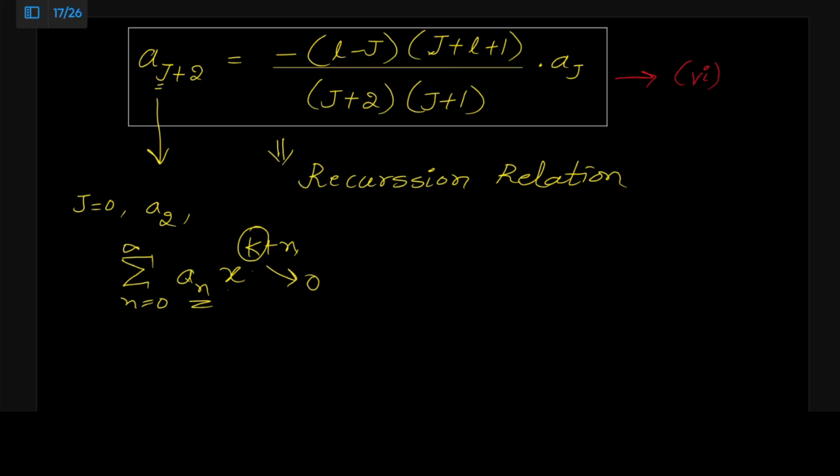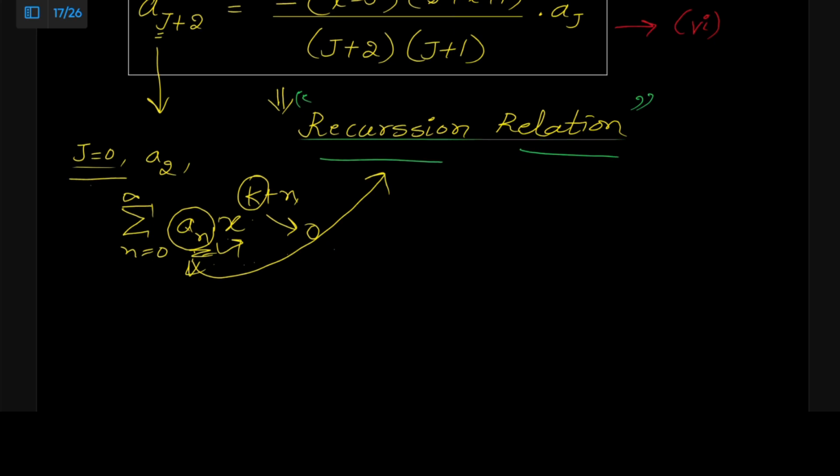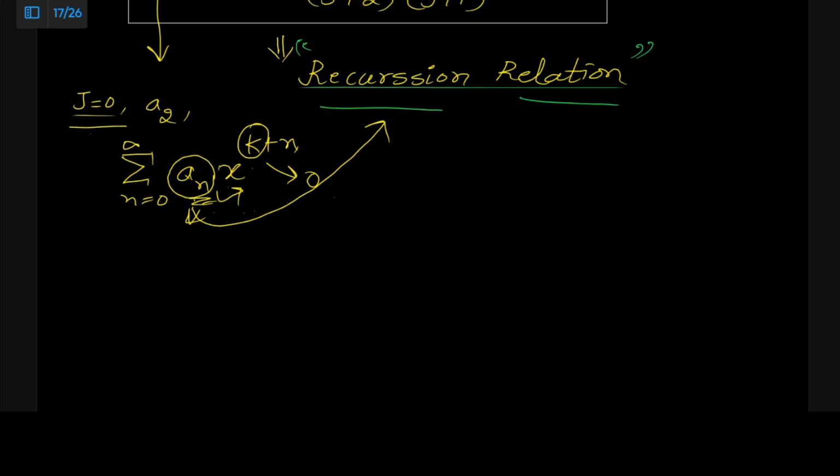So as I go on increasing the value of n, if I'm substituting the value of n as 0, 1, 2, 3 and so on, I'm going to get all these coefficients of the powers of x. Those coefficients we are going to generalize using this recursion relation, which is obtained whenever I change the value of j. So this relation is called the recursion relation, which gives me all those coefficients. Just by substituting the values of j, we are going to get all those coefficients.